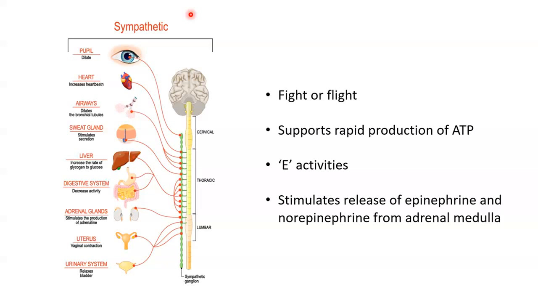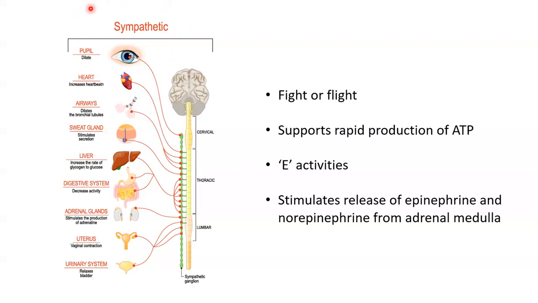Besides physical exertion, various emotions, so things like fear, rage, embarrassment, can actually stimulate the sympathetic nervous system. And often these activities are called E activities. So it's a nice way to remember things. Things like exercise, emergency, excitement, embarrassment. All of these scenarios or conditions is when our sympathetic nervous system is going to dominate.